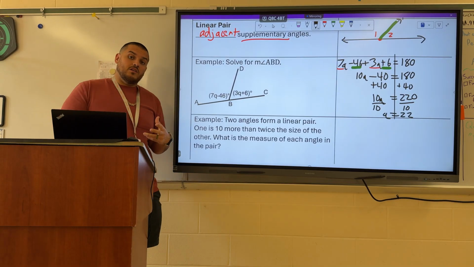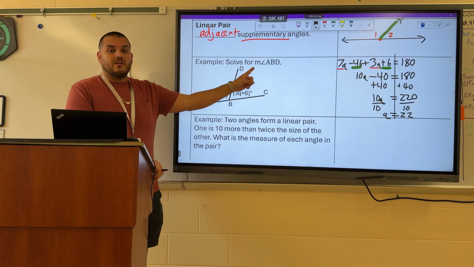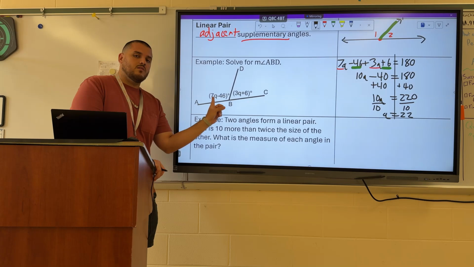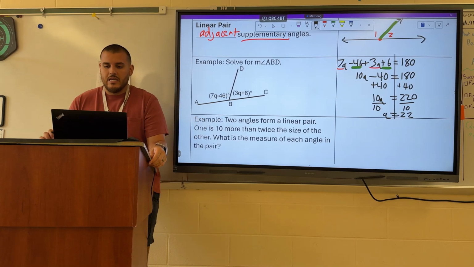Again, we're going to make sure that we're good students in answering our questions. This doesn't say solve for Q, it says solve for the measure of angle ABD, so we need to plug that Q in here to angle ABD.